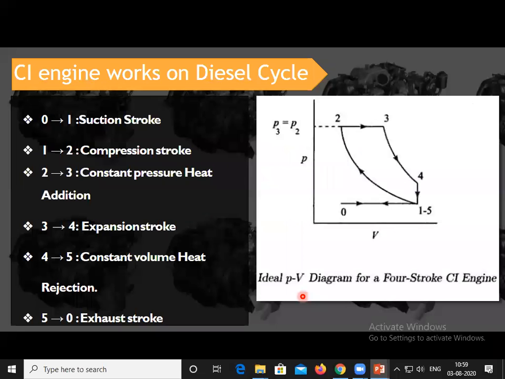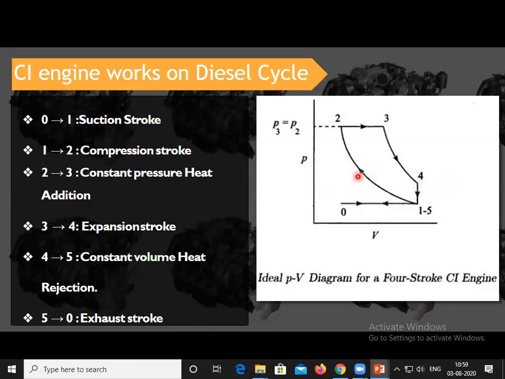Coming to the CI engine, which works on the diesel cycle, we already know 0 to 1 is suction and 1 to 2 is compression. And here at constant pressure we have combustion, and 3 to 4 is expansion. That means the piston travels from top dead center to bottom dead center. During this, the gases push the piston downwards to bottom dead center, and 4 to 1 or 4 to 5 is exhaust.